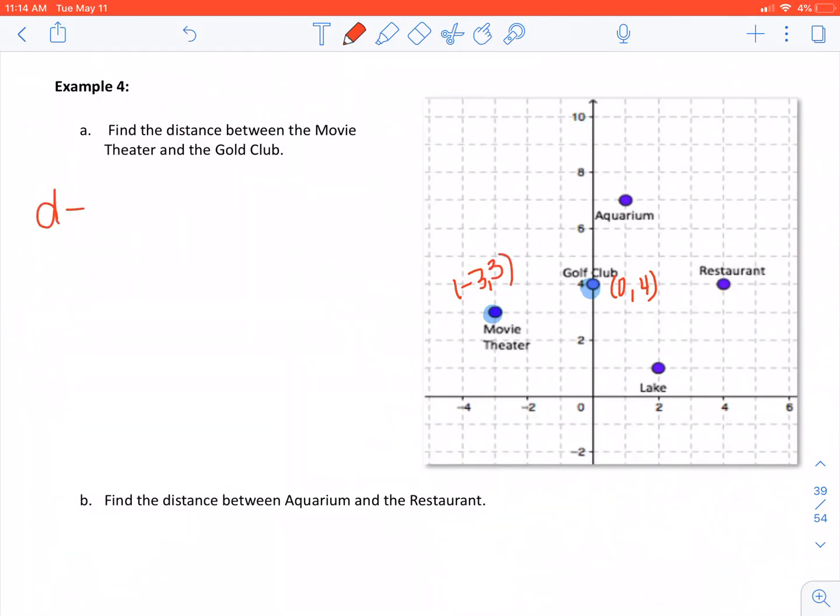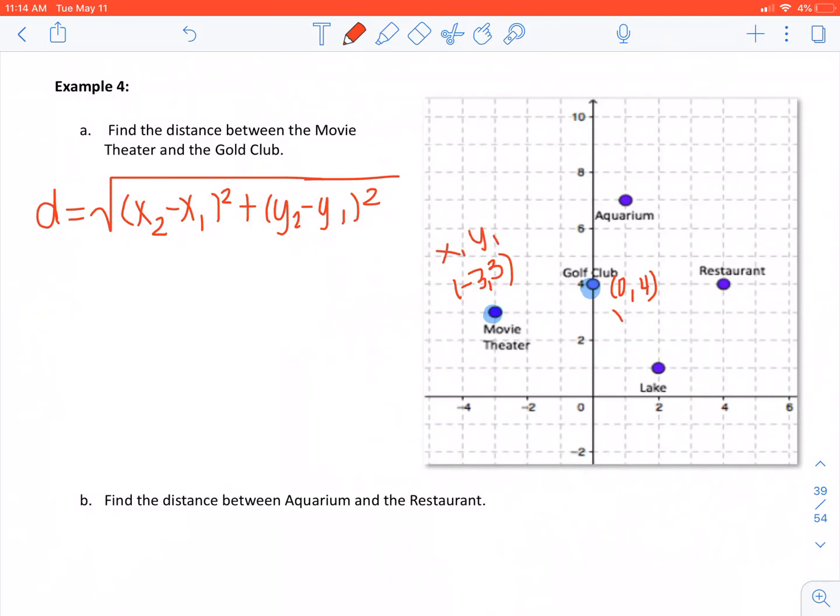I'm going to use the distance formula. So the square root of (x2 minus x1) squared plus (y2 minus y1) squared. Now, I'm going to call the movie theater x1, y1, and the golf club, one says golf, one says gold. Okay, I'm assuming the golf club is going to be x2, y2. All right, so x2 we just labeled as 0 minus x1, which is -3. y2 is 4 minus 3, which is also squared.